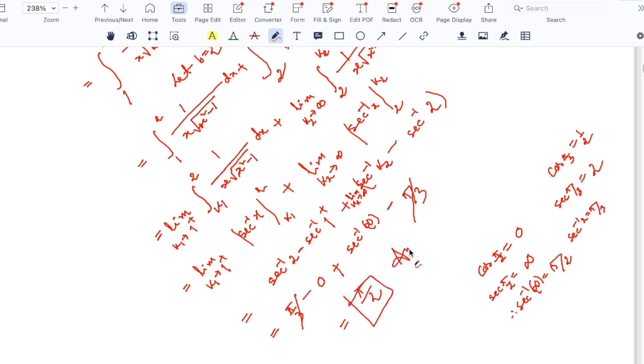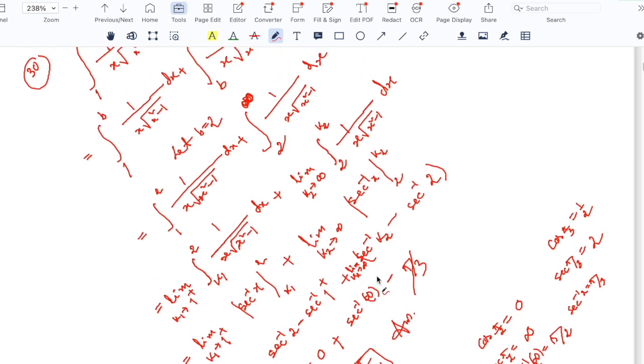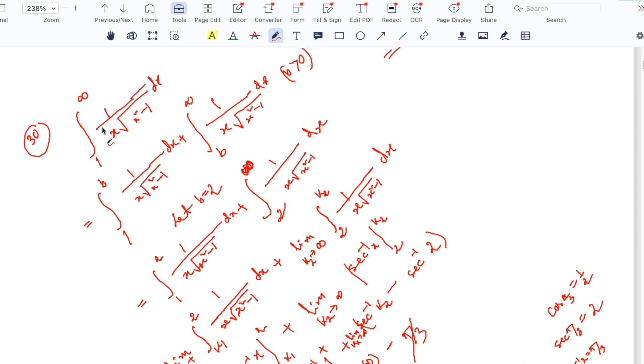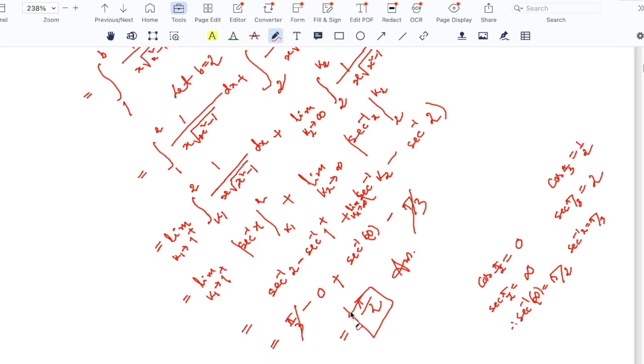The integral converges to a value pi by 2. This integral has value, or we can say this integral converges to pi by 2. Now let us solve this problem. The result of this problem will be pi by 2.